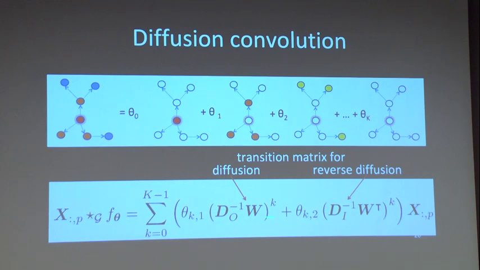So this is for the diffusion, and this is for the reverse diffusion. And what this means is the reverse diffusion basically handles when there is an accident, there is some sort of backlog, right? So that is a process that you want to capture. So basically these two transition matrices and theta k for each one of them are the parameters that you want to learn.